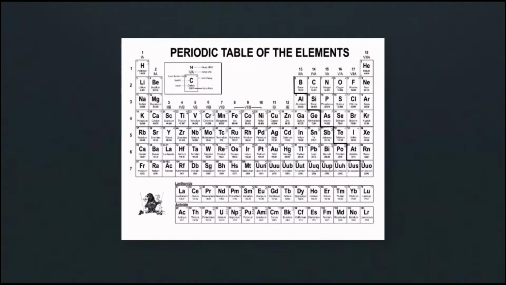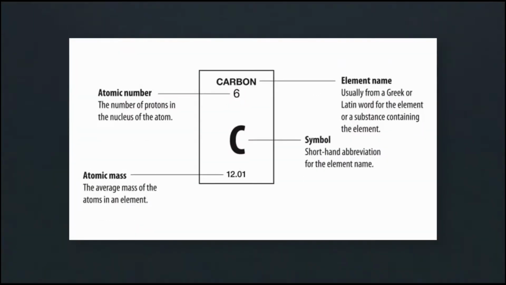Now let's take a look at the modern periodic table of the elements and see how it is organized. On the periodic table, each element has its own rectangle that shows its properties. Most modern periodic tables look the same, however you might find some of the information in different locations or different corners of the rectangle. But usually starting at the top you have the element name. Following the name you have the atomic number. The atomic number is simply the number of protons in the nucleus of the atom. And of course below that you have the symbol for the element. And lastly at the bottom you have the atomic mass. This is the average mass of the atoms in an element.